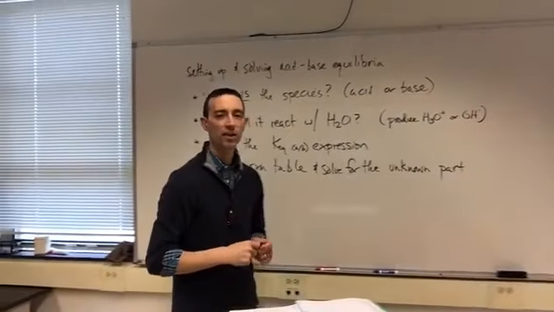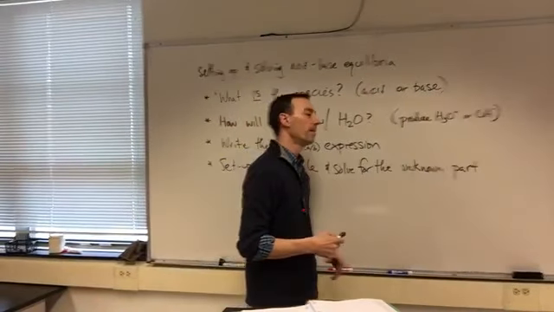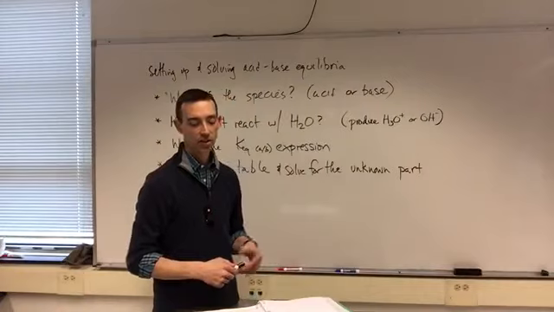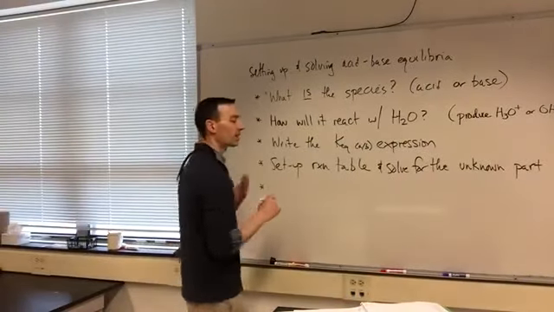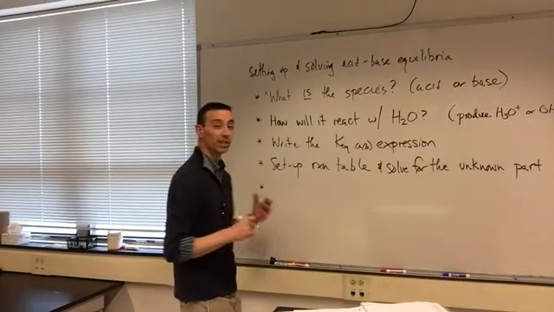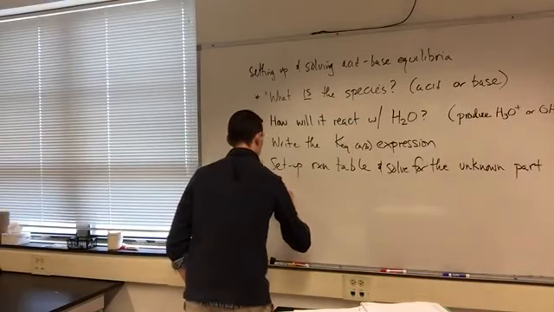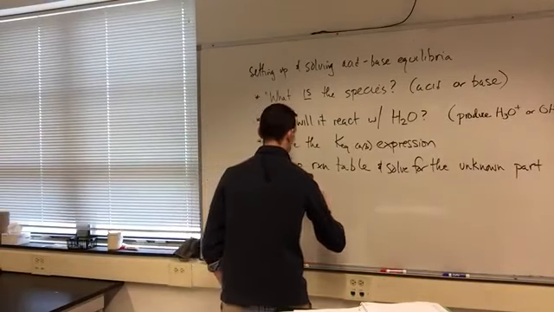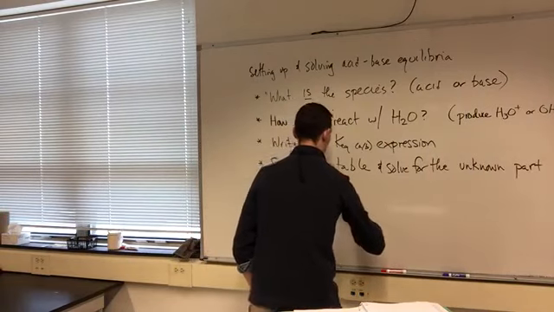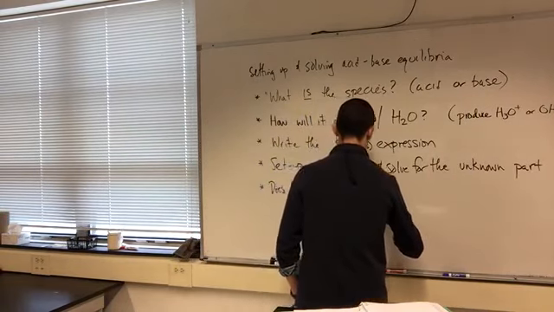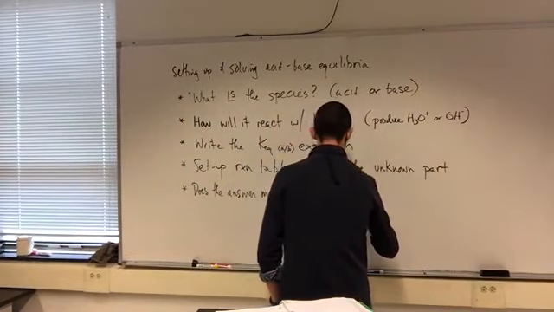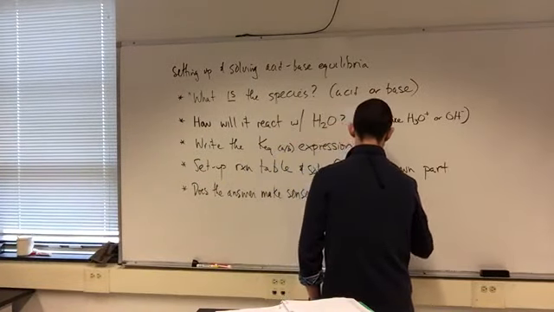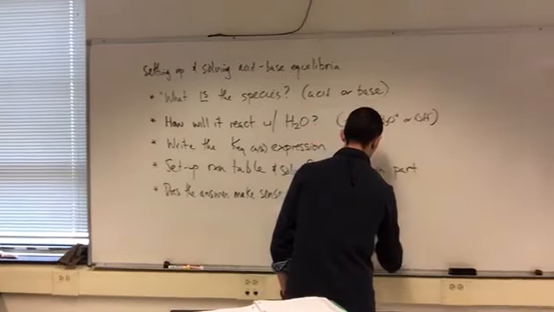That unknown part can really vary. It could be a concentration at equilibrium. It could be how much reaction has occurred. There's a couple of different ways to do that. And then at the tail end, what I really like about acid-base chemistry is we can check our answer. So now, does the answer make sense? And when I say makes sense, I mean for the identity of the species.